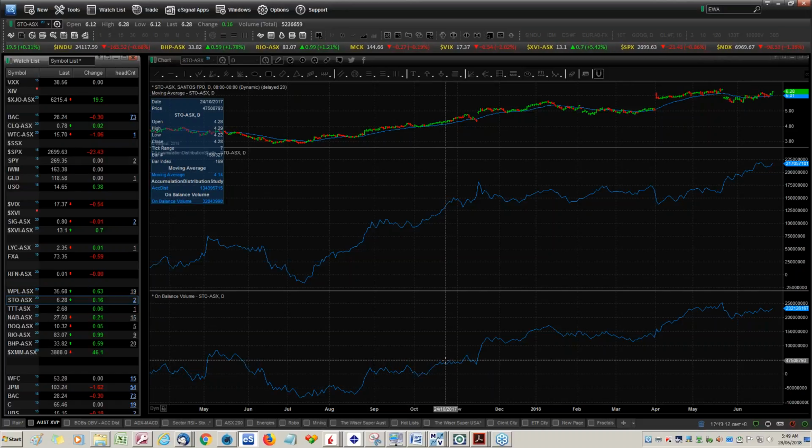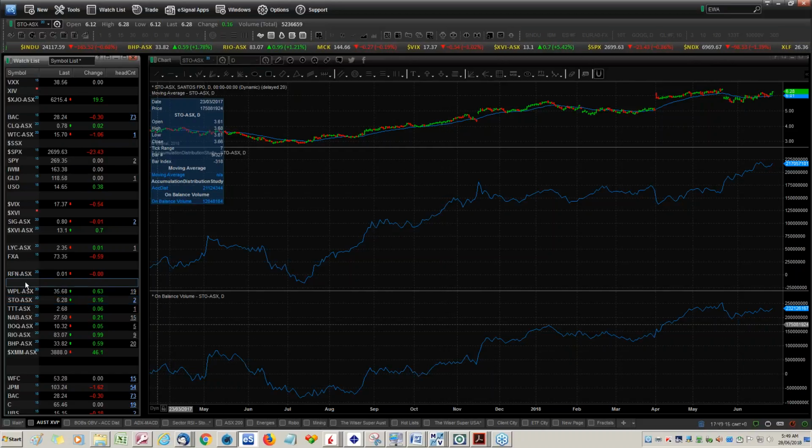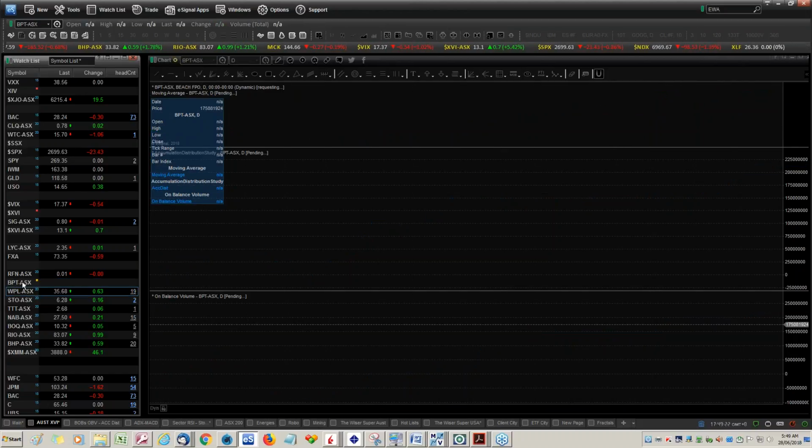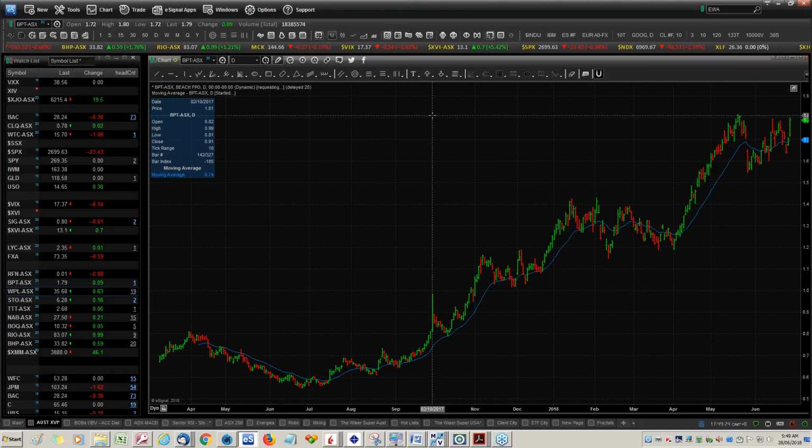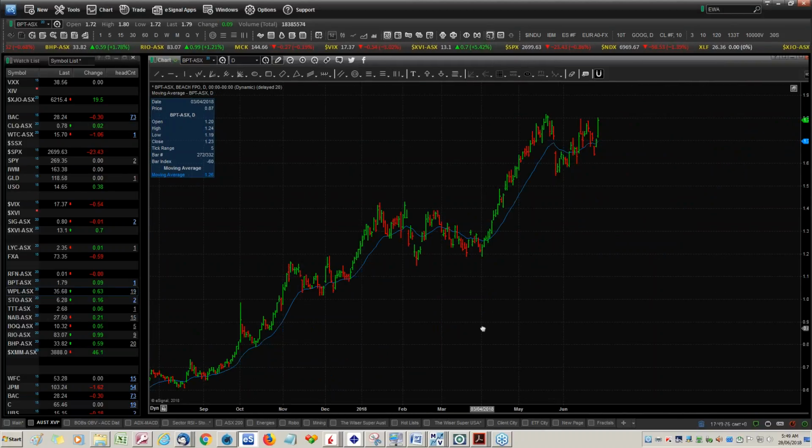Okay, last one was BPT. BPT-ASX. Okay, first of all, let's just check it from a pattern perspective. Looking like a great stock. Maybe I should buy some.